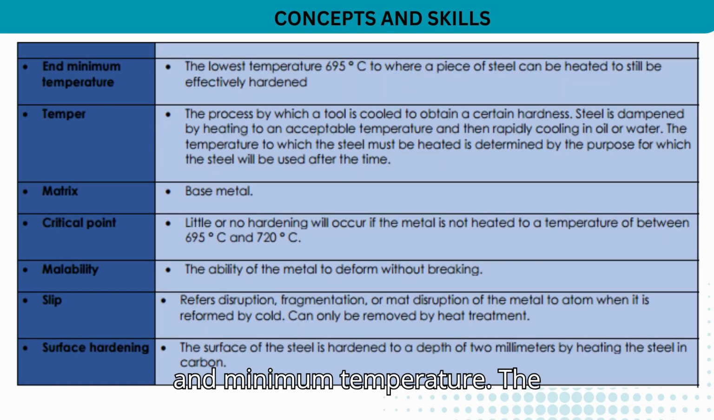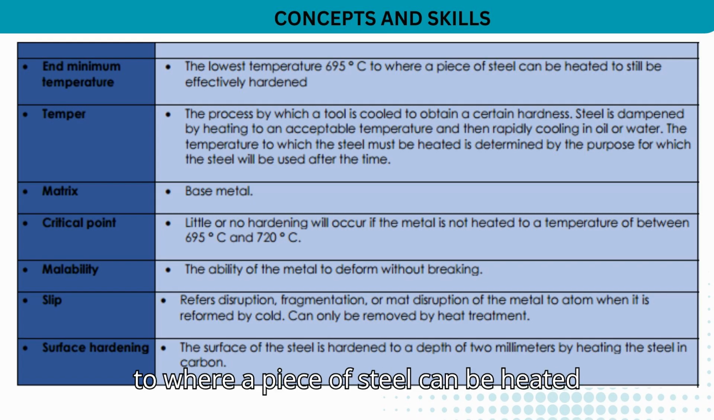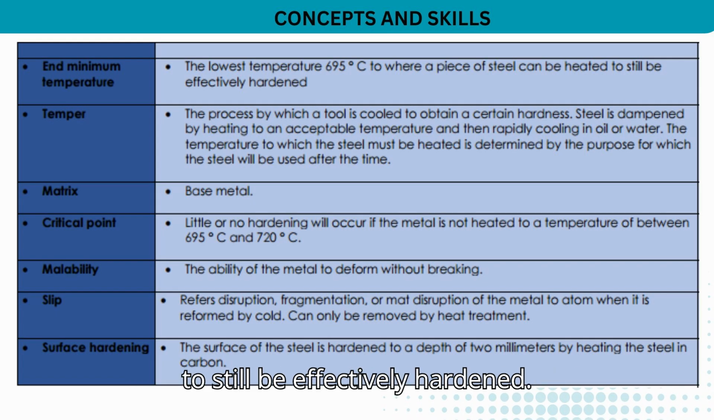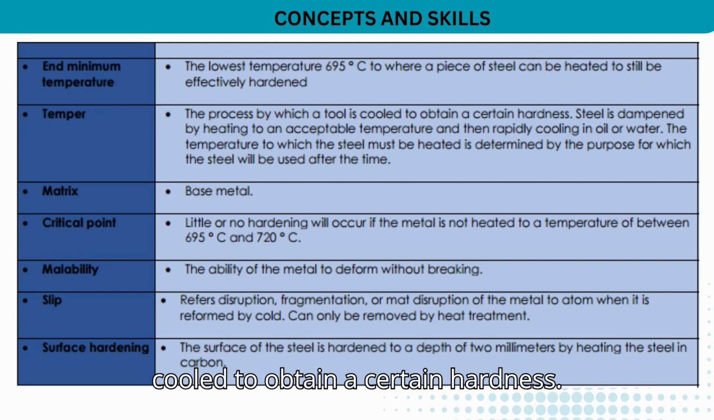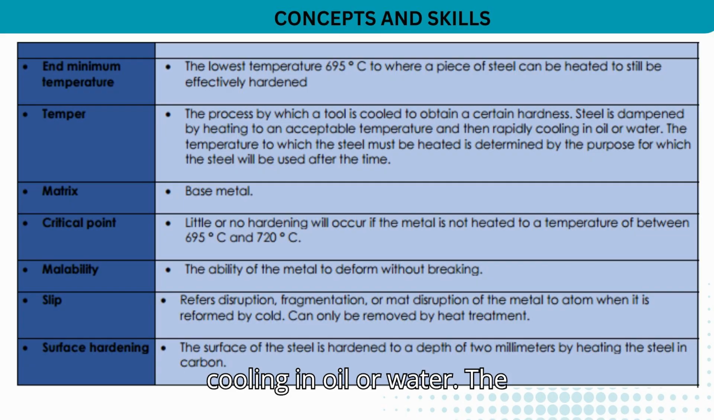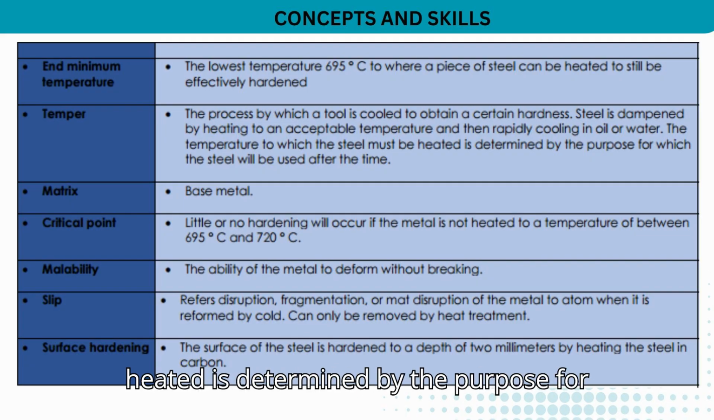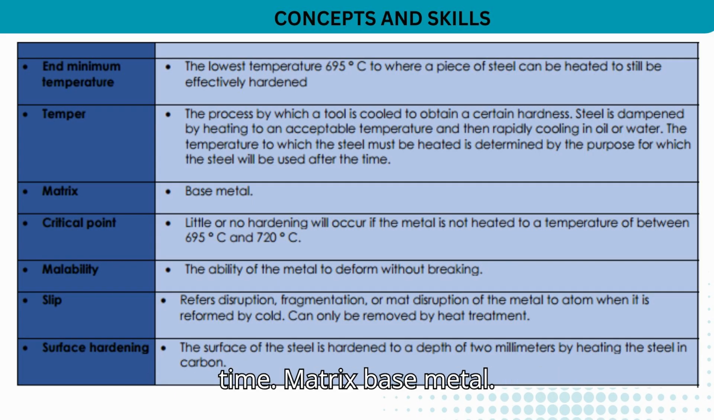Minimum temperature: the lowest temperature, 695 degrees Celsius, to which a piece of steel can be heated and still be effectively hardened. Temper: the process by which a tool is cooled to obtain a certain hardness. Steel is hardened by heating to an acceptable temperature and then rapidly cooling in oil or water. The temperature to which the steel must be heated is determined by the purpose for which the steel will be used afterwards. Matrix: base metal.